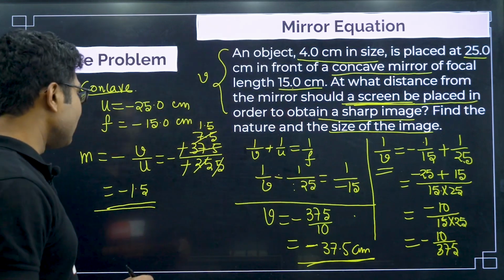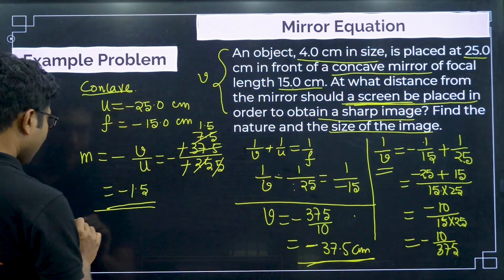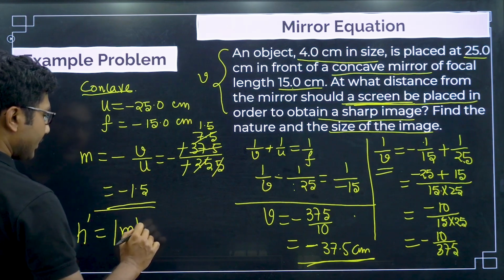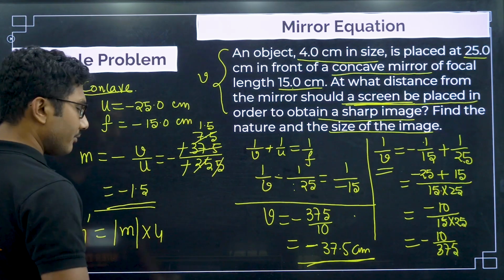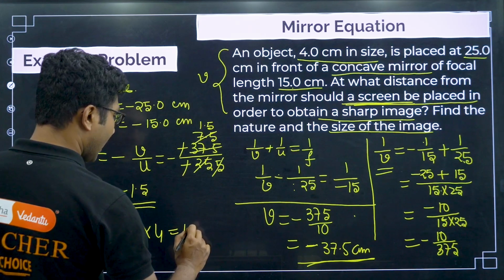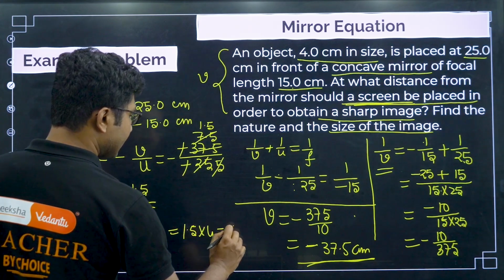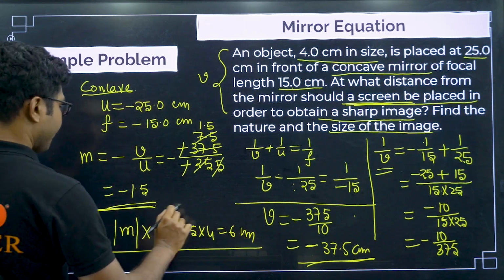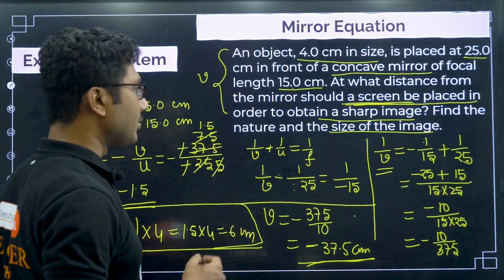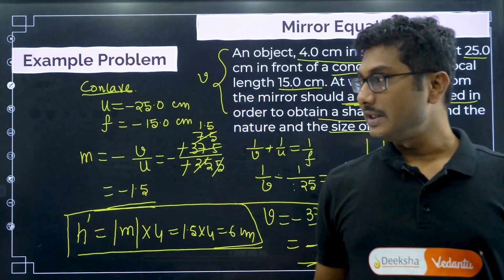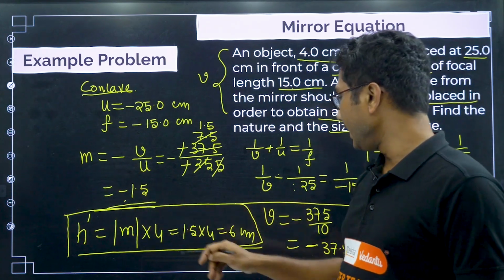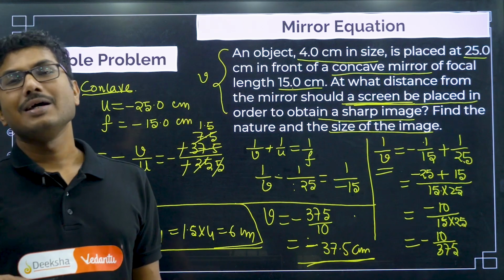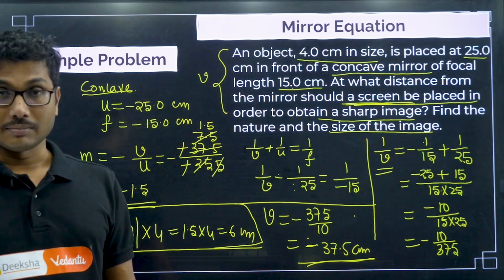Now what is the size of the image? The size of the image, H dash, is basically the magnitude of the magnification times the size of the object, which is 4 centimeter. That is 1.5 times 4, which is 6 centimeter. This is the size of the image. So we have solved all the parts. The nature is obviously, as we can see, that magnification is negative, V is negative. So it is a real, inverted and magnified image.